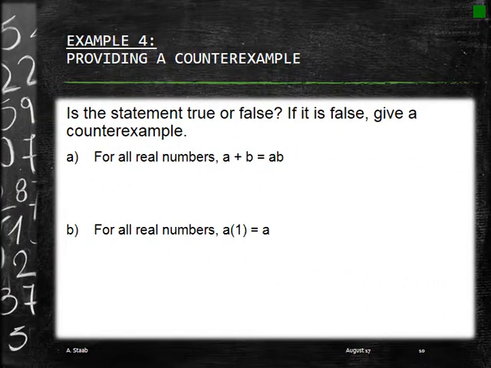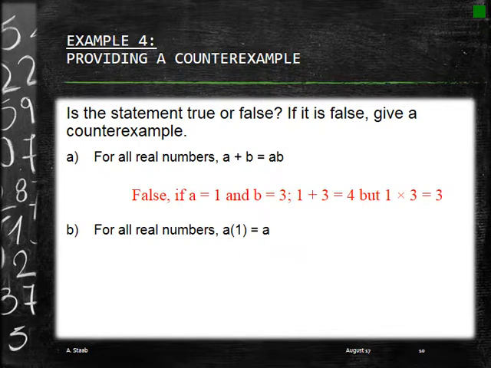Example 4, we're going to tell whether the statement is true or false, and then if it's false, we have to give a counterexample. So if I'm looking at all real numbers, and I say a plus b, is that the same as saying a times b? Well, it's not always the case. In some cases it's true, and in some cases it's false. So for an example, if I picked 1 and 3, so if I said a is 1 and b is 3, well, 1 plus 3 gives me 4, but 1 times 3 is 3, so here it is false. And remember, there's no property that says that if you add two things together, they give you the same answer when you multiply them.